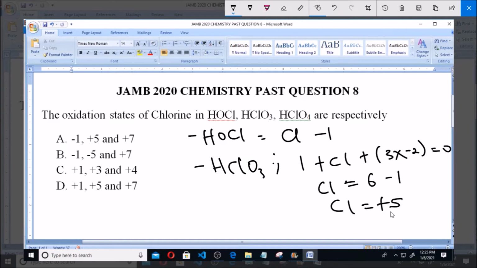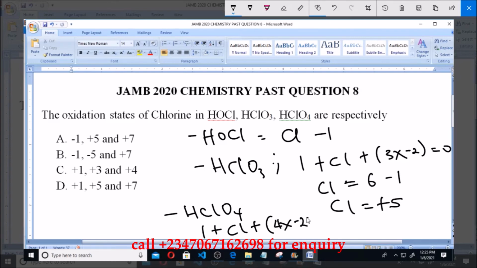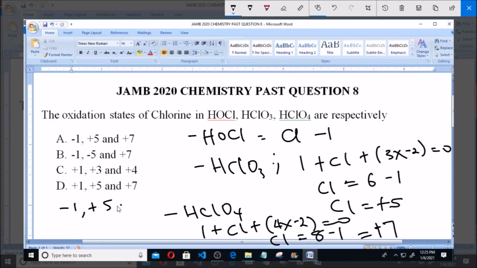Then for HClO4, it will give us 1 plus Cl plus 4 multiplied by -2 equals 0, so this will give us Cl is equals to 8 minus 1, and that is equals to plus 7. So the oxidation state of chlorine in the following compounds are -1, plus 5 and plus 7, and that is option A.